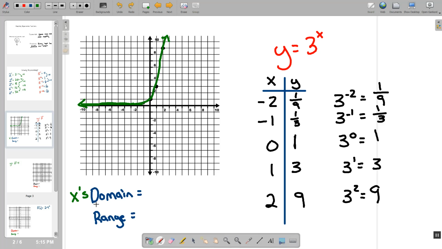So when we talk about domain and range, which we've talked about before, domain comes first in the alphabet, just like X comes before Y in the alphabet. So our domain can be any X value. We can pick any X value on this line. So we're going to say all real numbers.